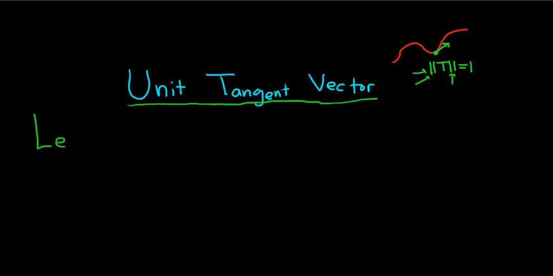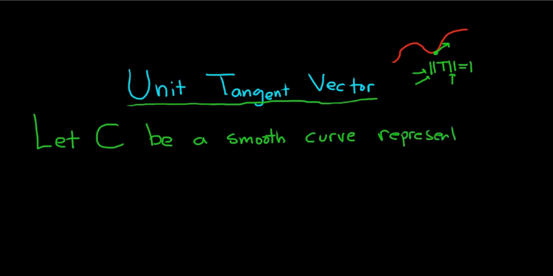So let capital C be a smooth curve represented by a vector valued function, say r, on some interval I. Then we define the unit tangent vector as follows.